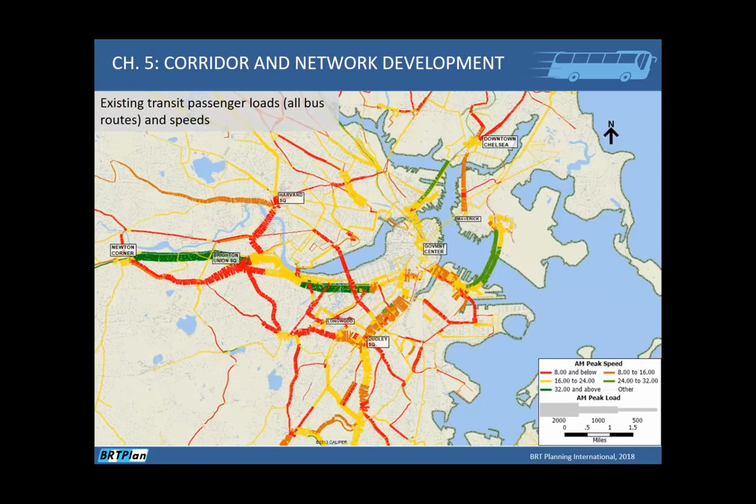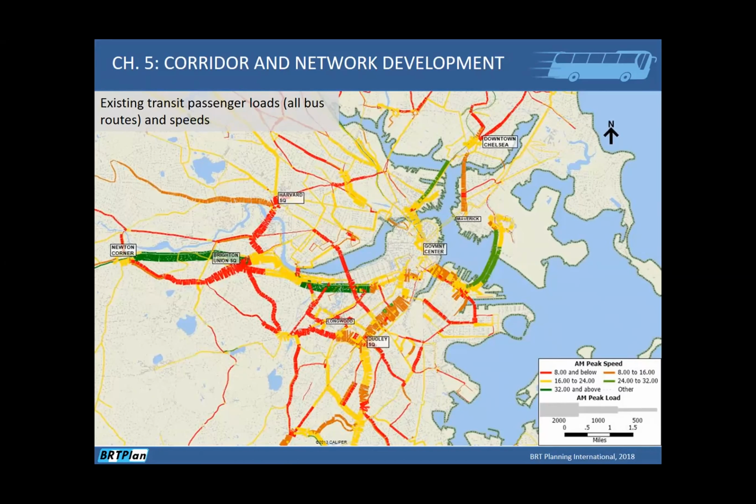So this slide is an example that we did while I was still at ITDP, which shows the demand, which means all the passengers on buses on each section of road, and the width of the lines you're looking at shows you the loads on the buses on each link of the road. So the wider that is, the more passengers that are passing down that road during the peak hour.